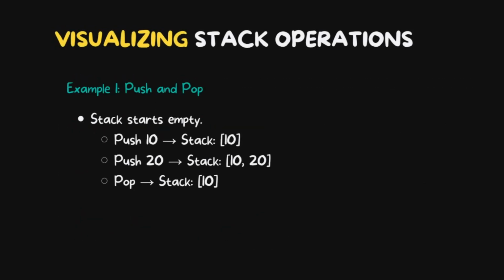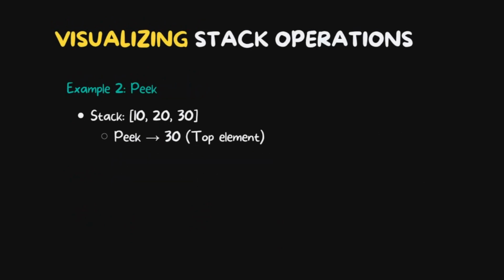So this is the example for push and pop. We start the stack at empty. So when we push 10, the stack will become 10. When we push 20, the stack will become 10 and 20. And when we pop, the last element, 20, will be removed and the stack will contain 10. So if the stack contains elements such as 10, 20 and 30, by using the peek method, we can get the top element, which is 30.